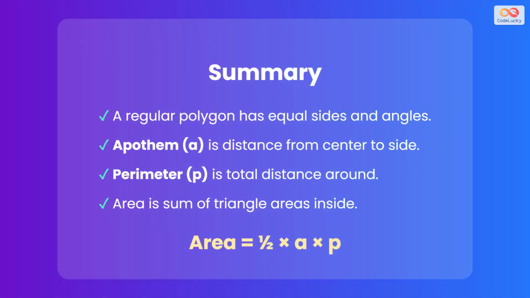To summarize, remember that a regular polygon has equal sides and angles. The apothem is the distance from the center to a side. The perimeter is the total length around, and the area is simply 1/2 times the apothem times the perimeter.